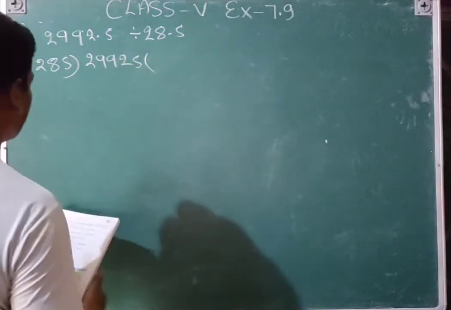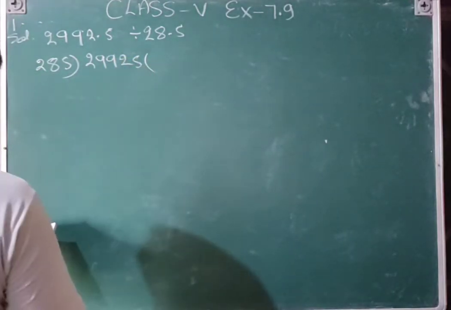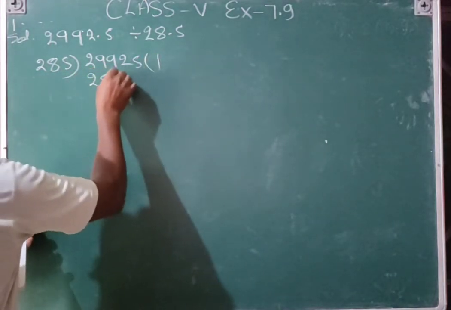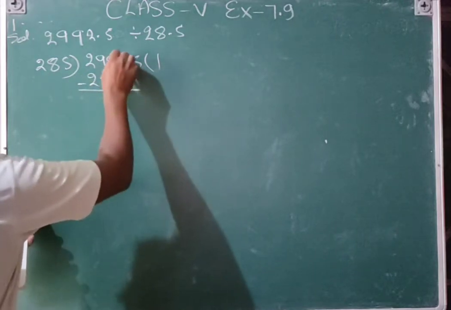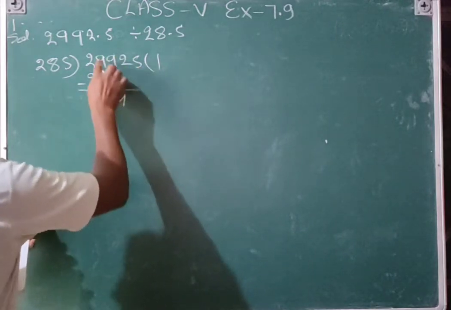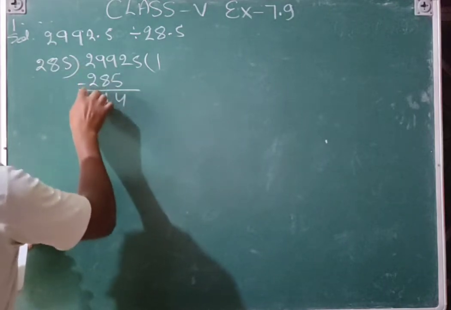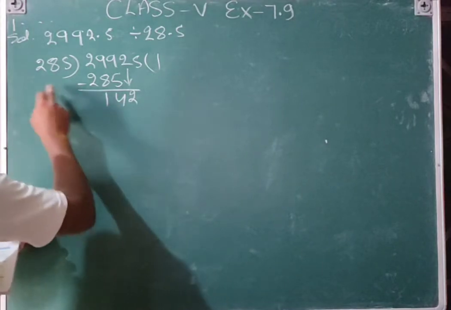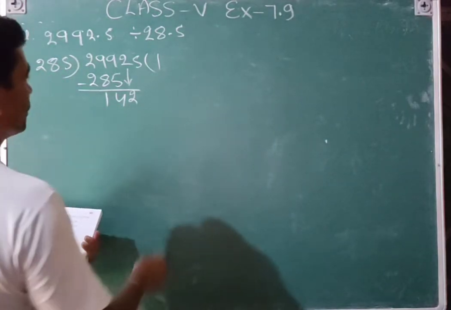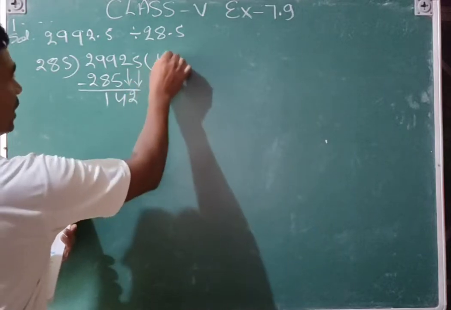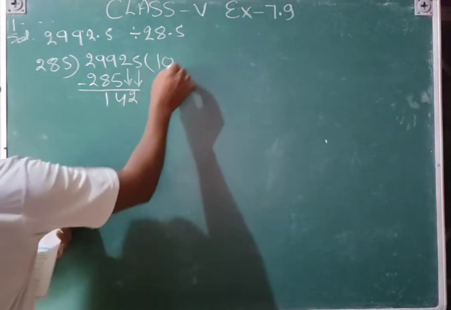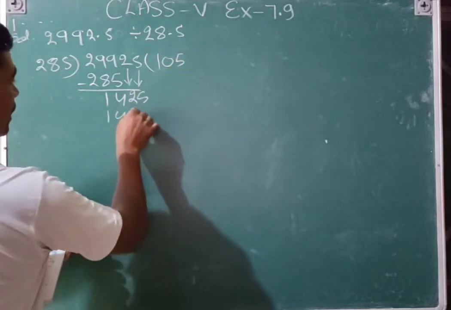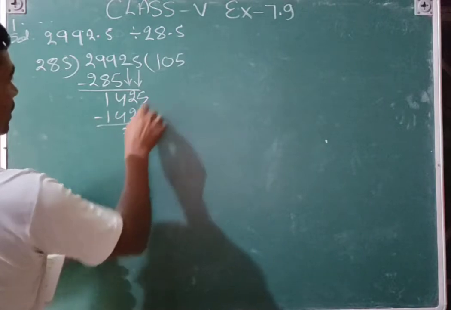29925 divided by 285. It will go 1 time, 285 times 1 is 285, and then 9 less 5 is 4, 9 less 8 is 1, that is 0. Now the next digit 2. 142 is smaller than 285, so it is not possible to divide. So we will take another digit, that will become 0. So now it will obviously go 5 times. So 1425, that will be the answer.